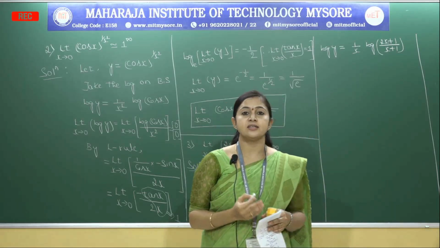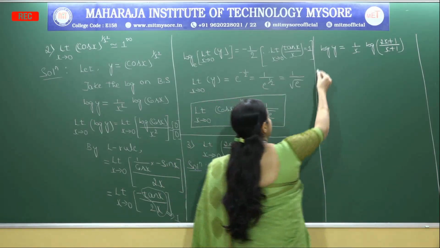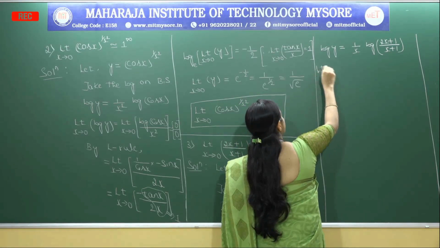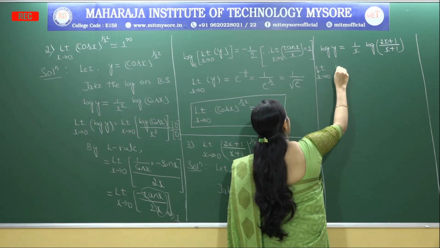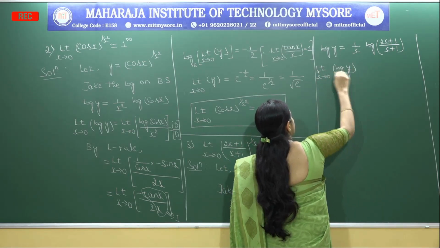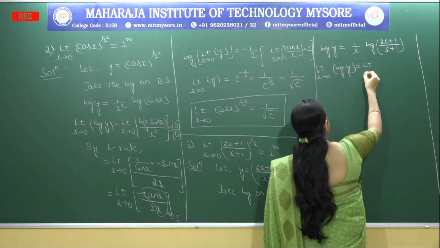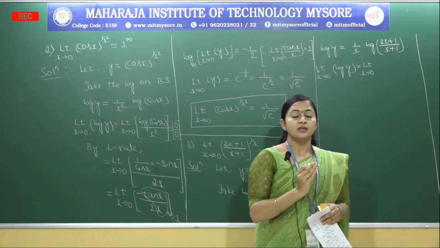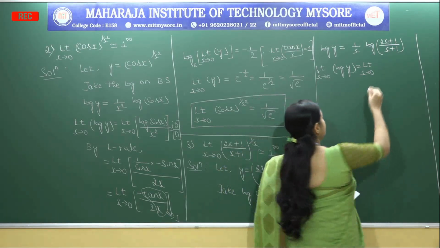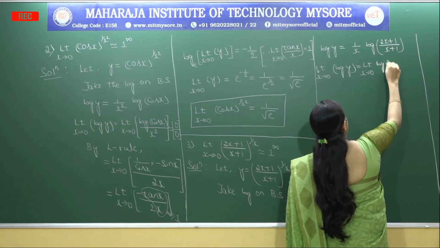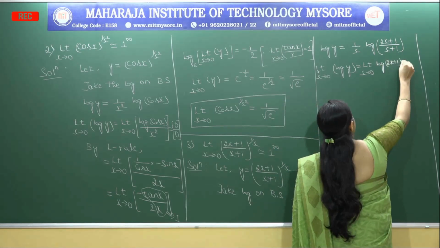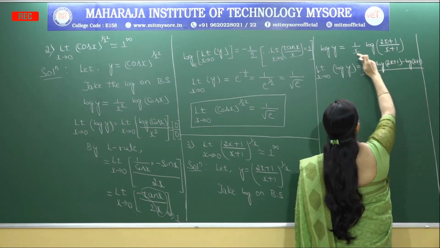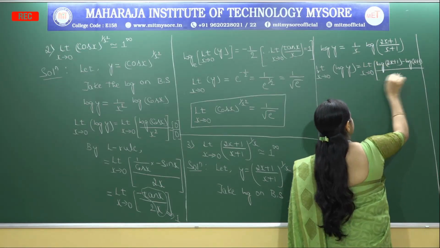Since the limit is x tends to 0, apply the limit on both sides. Limit as x tends to 0 of log y equals limit as x tends to 0. Here again you apply the logarithmic property log m by n, so log of m by n can be written as log (2x plus 1) minus log (x plus 1), and the denominator you have is x, so write that x.